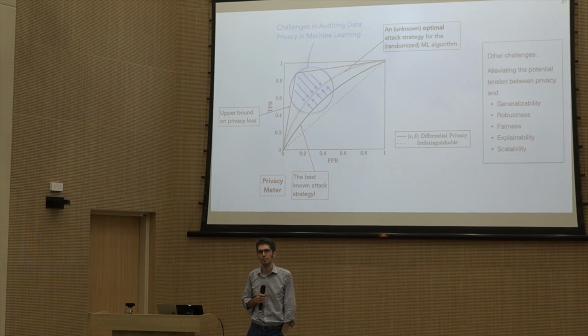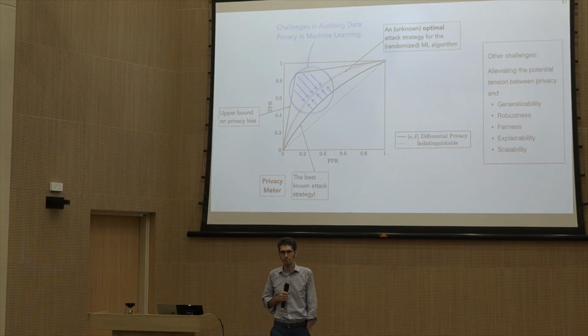Okay, so you mean that without differential privacy, you cannot theoretically give a guarantee, but we can measure the privacy loss, for example, from the ROC curve or from the Privacy Meter? Yes. Oh, thank you.